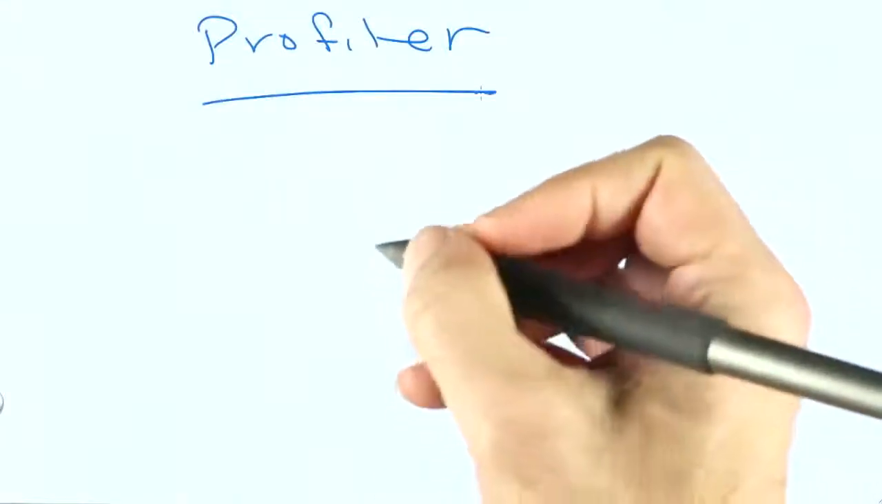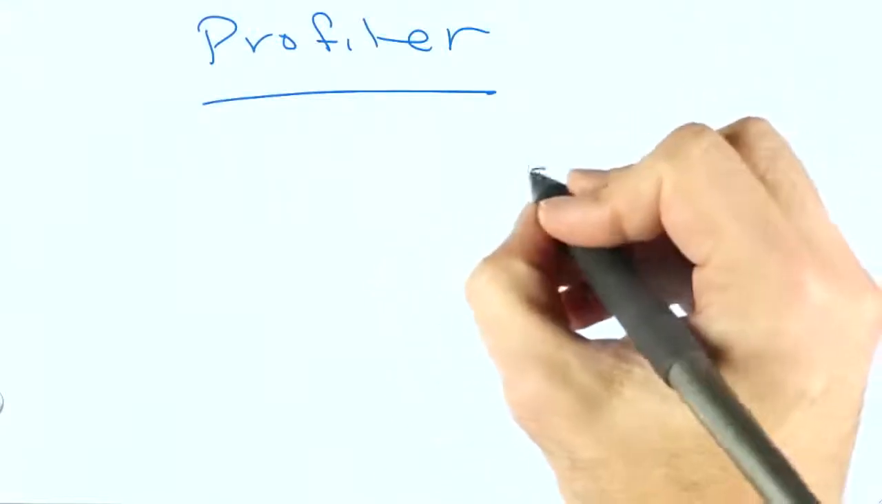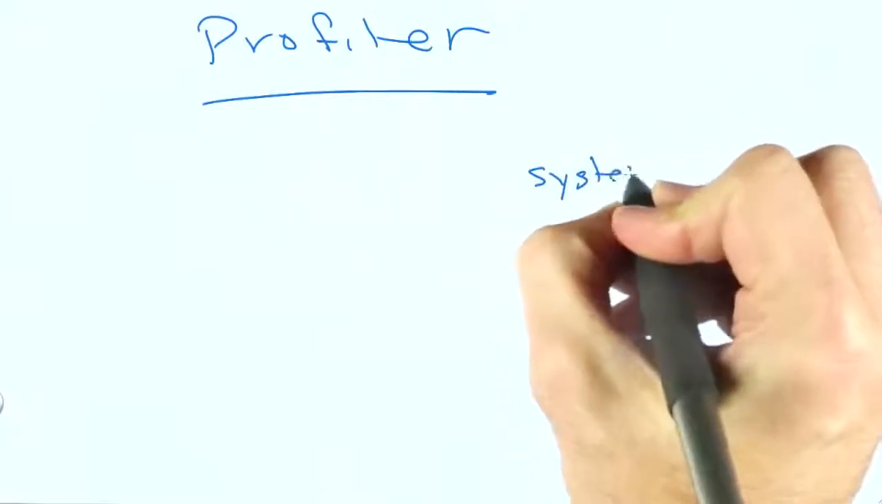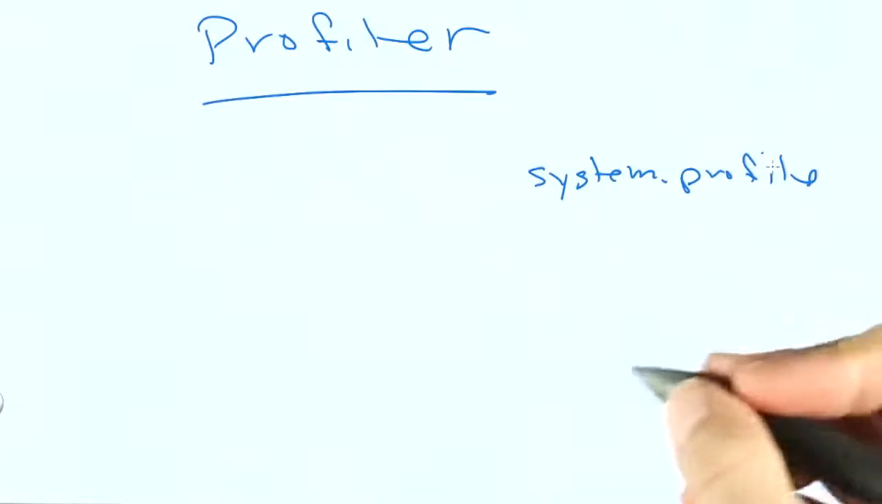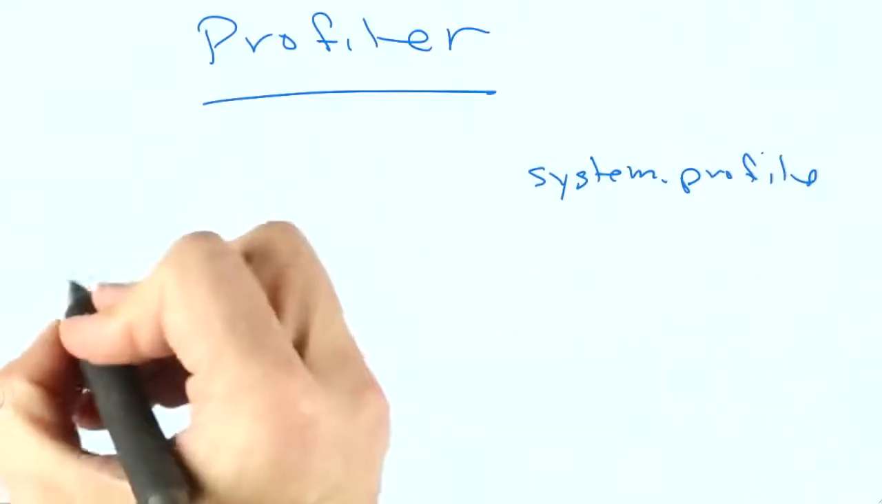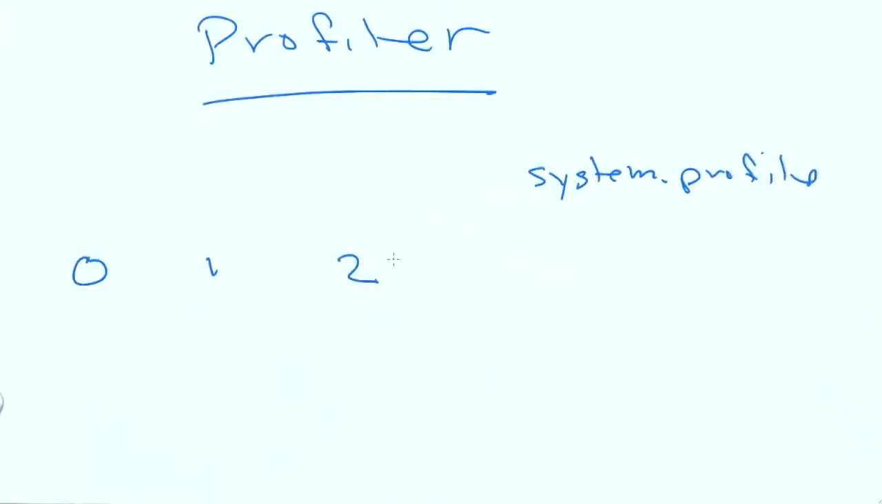Now let's talk about the profiler. The profiler is a more sophisticated facility. It will write entries, documents, to system.profile for any query that takes longer than some specified period of time. There are three levels for the profiler: level 0, level 1, and level 2.